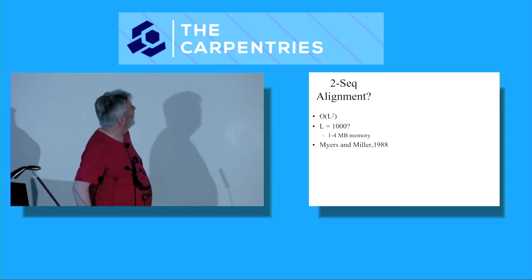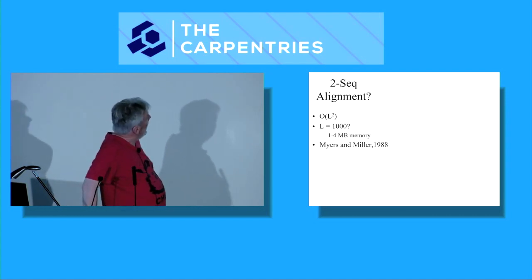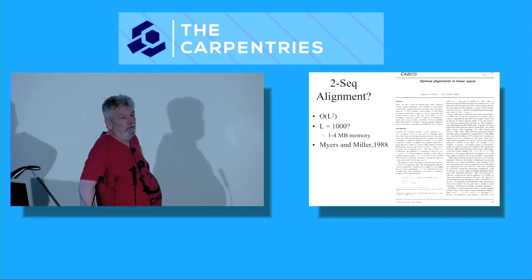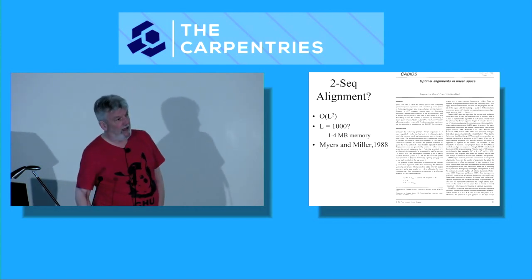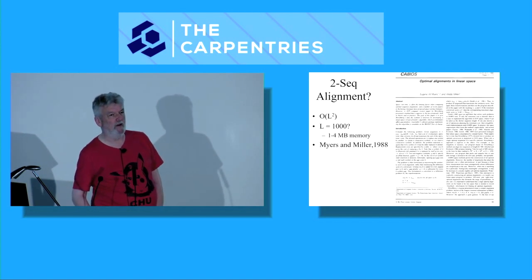But then I saw this paper in 1988 by Gene Myers and Webb Miller. So both of these are co-authors on the first BLAST paper. Gene Myers is famous that when the human genome was assembled, one of the versions of the human genome was assembled using his assembler. He's a bit of a genius.